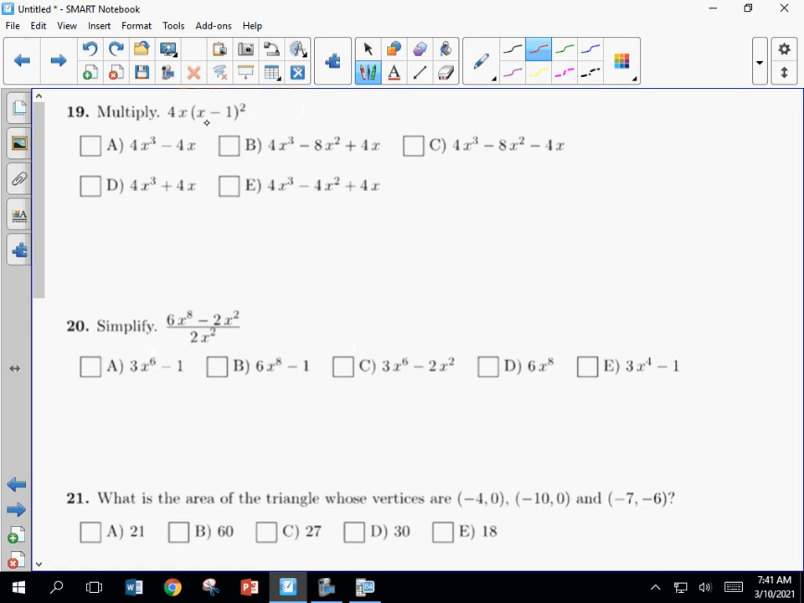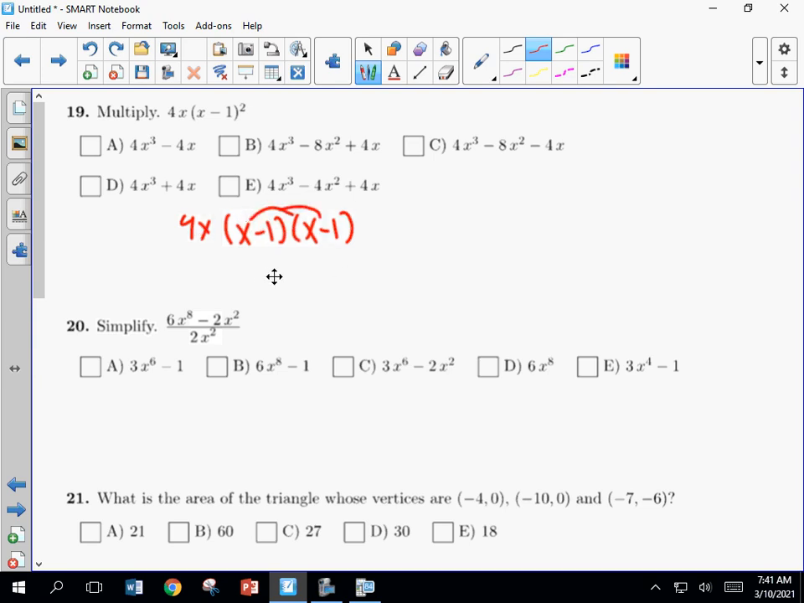All right. Ooh, this one's a good one because people forget to do the first step first, and they get it messed up. So remember, when we have a number on the outside, we're doing that last. X minus 1 squared, what it means to square something is to multiply by itself. So we are going to do this first, then multiply by the 4x.